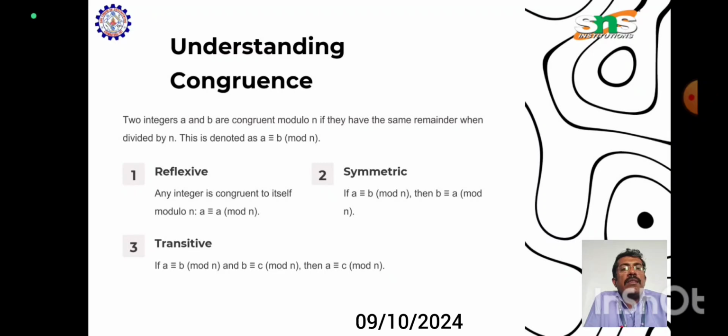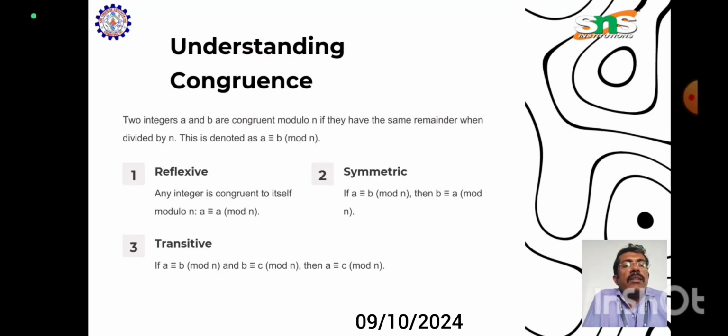Two integers a and b are congruent modulo n if they have the same remainder when divided by n. This is denoted as a congruent to b mod n.